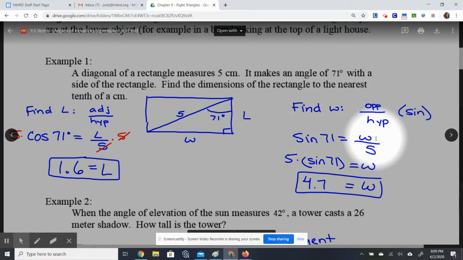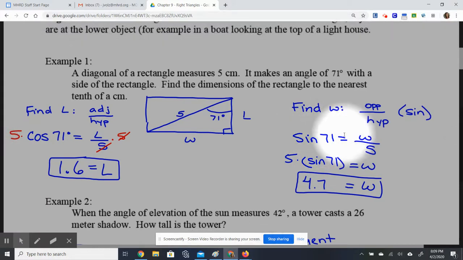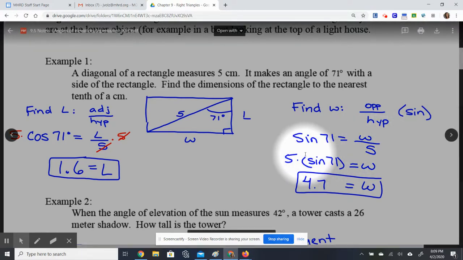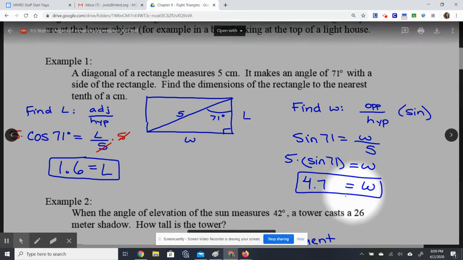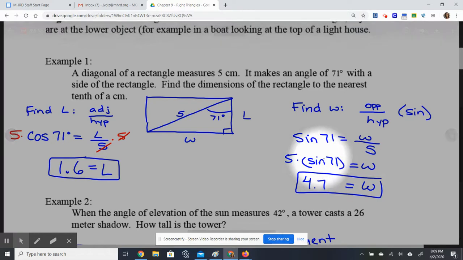Here's that set up as an equation with the stuff plugged in. Sine of the angle, 71, is equal to opposite W over hypotenuse, 5. Then I multiply both sides by 5 to get W isolated by itself, and I end up with W equals 5 times the sine of 71, which, plugged into your calculator, equals 4.7.